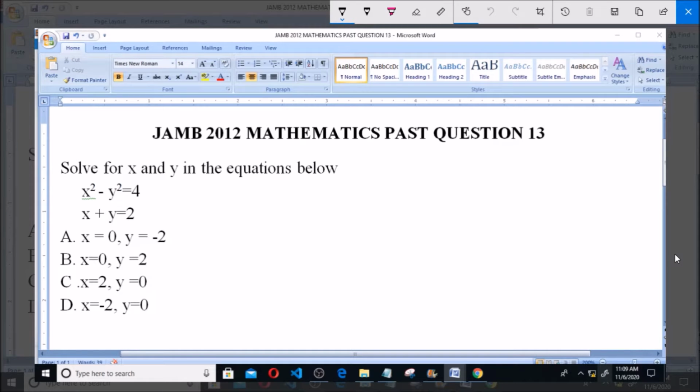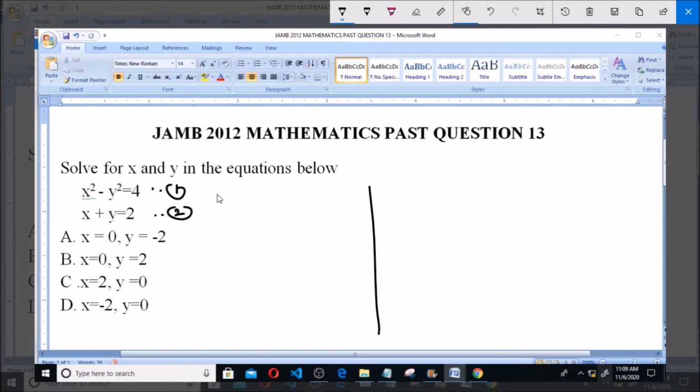I'll be answering JAMB 2012 Mathematics Past Question 13. Solve for x and y in the equation below. Now we're given two equations, and I'm asked to solve them simultaneously. We have x squared minus y squared equals 4 and x plus y equals 2. Now let's call this equation 1 and this equation 2.